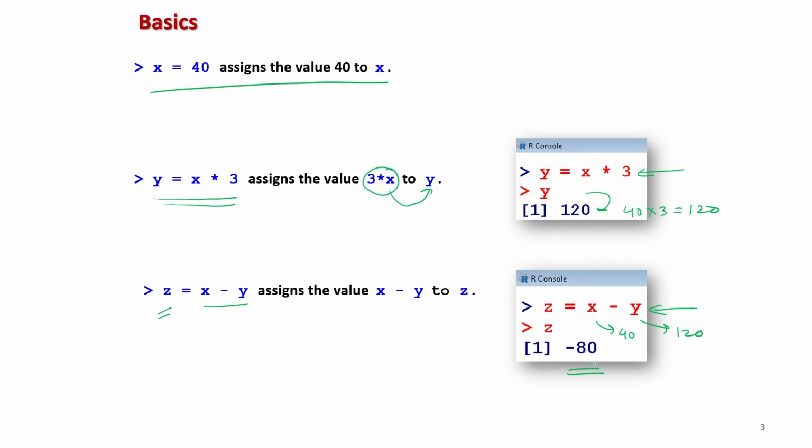So the objective of this slide is to make you understand that a value can be assigned to a variable, as well as a variable can also be assigned to a variable. So this is required in programming.